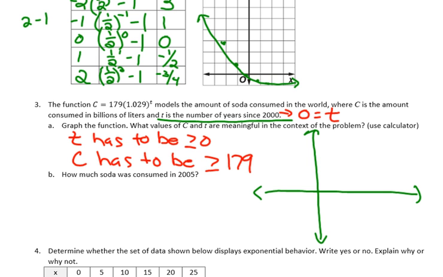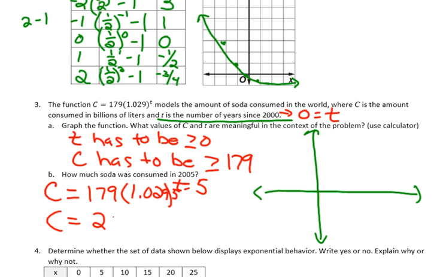So how much soda was consumed in 2005? Well, there have been 5 years since 2000, so my T is 5. Now this is a calculator activity: 179 times 1.029 to the 5th power, and you can just plug that in normally. You're going to get 206.5, and what was this? Billions of liters. That's a lot of soda.